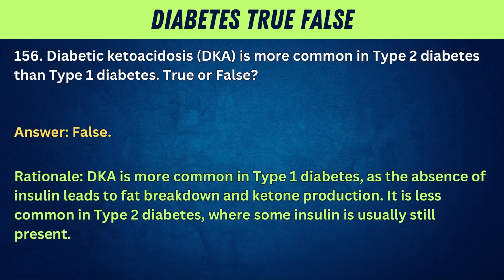156. Diabetic ketoacidosis, DKA, is more common in type 2 diabetes than type 1 diabetes. True or false? Answer: false. Rationale: DKA is more common in type 1 diabetes, as the absence of insulin leads to fat breakdown and ketone production. It is less common in type 2 diabetes, where some insulin is usually still present.